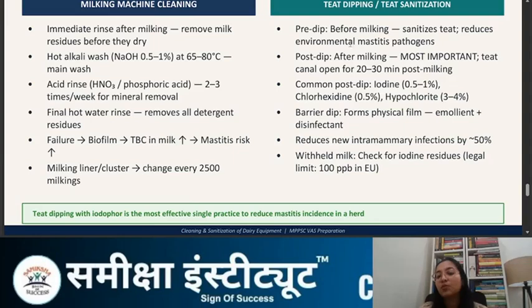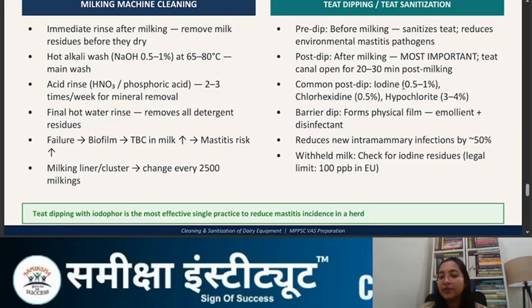Pre-dips and post-dips both should be employed. Before milking, teats should be sanitized because it reduces the environmental mastitis pathogen. For example, the E. coli, the coliforms, staph bacteria. All these are environmental mastitis pathogens which need to be cleaned. Then post dipping also should be there after milking, most important because teat canal will remain open for 20 to 30 minutes post milking. So after and before both should be employed.